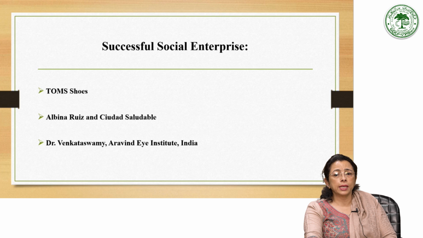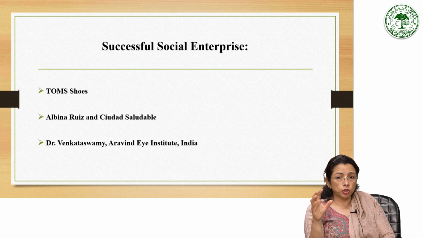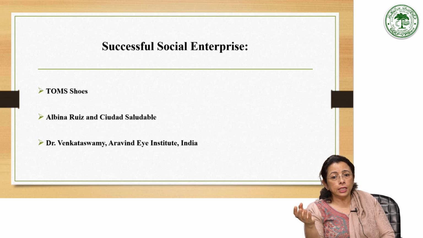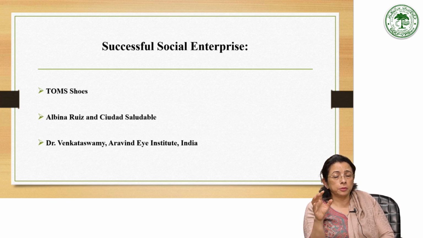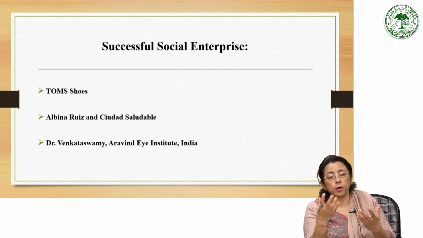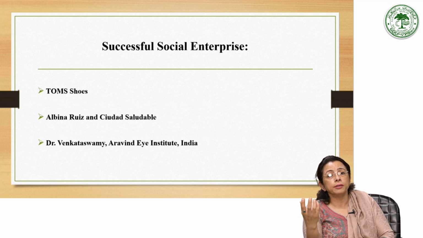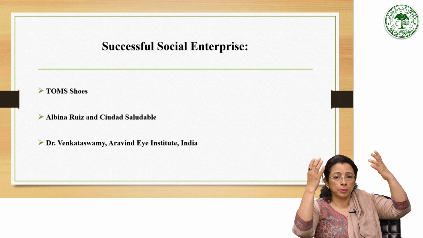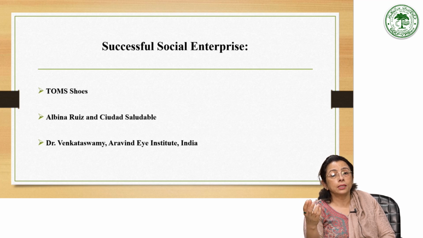Second is about Albina Ruiz and Ciudad Saludable. So here social entrepreneurs are challenged to find an opportunity in order to make an impact on the lives of others. What are the needs of the people you wish to serve? Are the needs of the community worth serving? Albina Ruiz did not see the rubbish. She saw an opportunity. This rubbish means the garbage. Garbage is always a big problem in a community, in a society, in the locality, wherever it gets collected in piles. But she saw it as an opportunity.